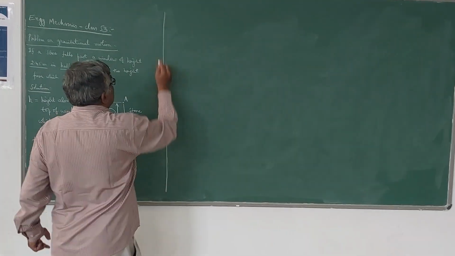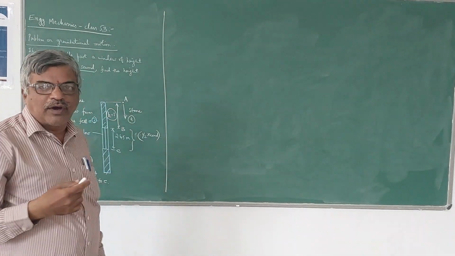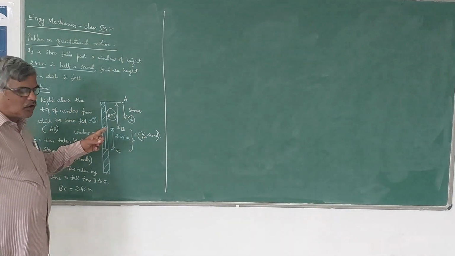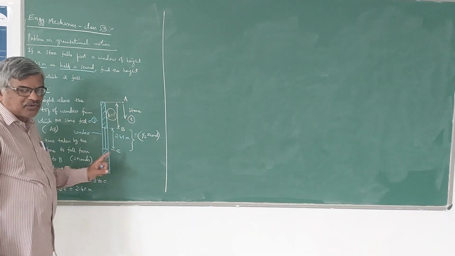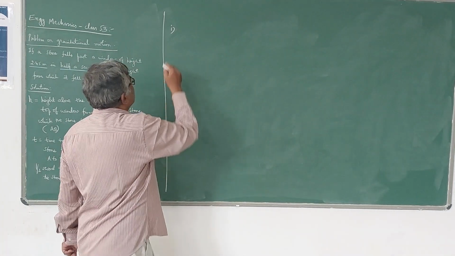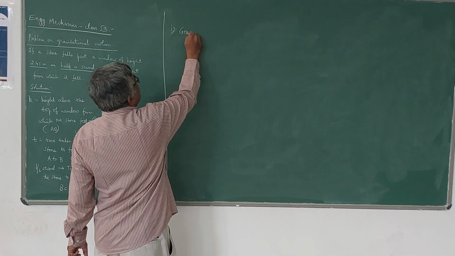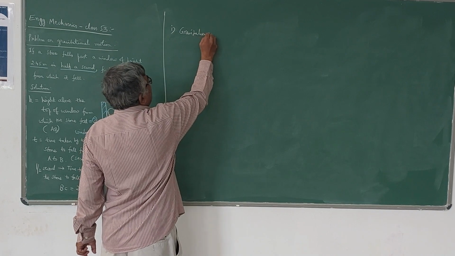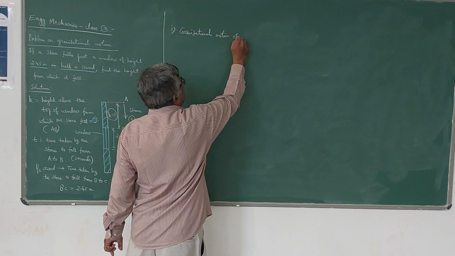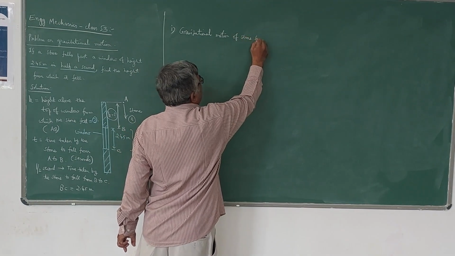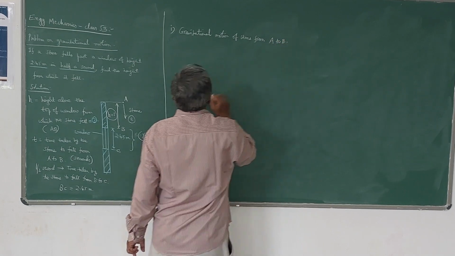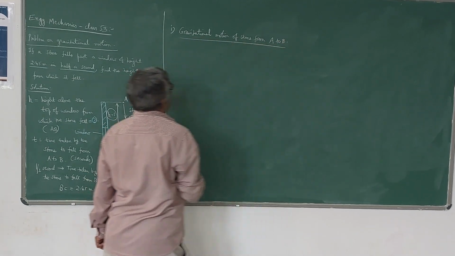Now here, to find out that h, we have to consider the fall of the stone from A to B as well as from A to C. So two gravitational motions we have to consider. The first gravitational motion is the gravitational motion of stone from A to B. So the first step: gravitational motion of stone from A to B.